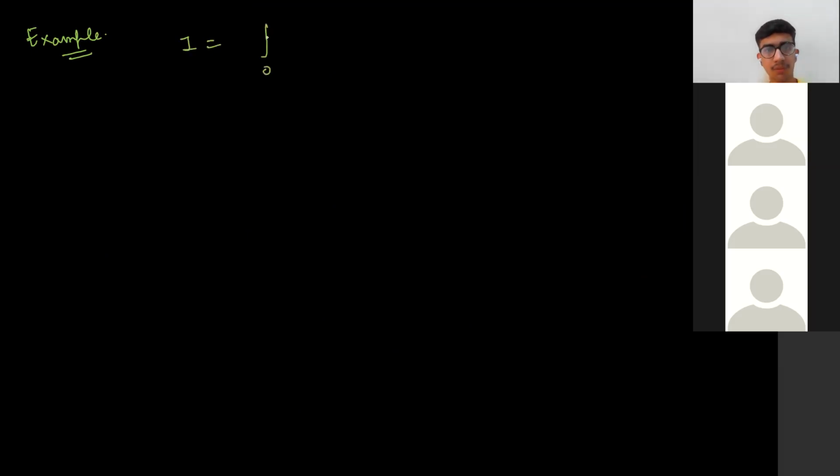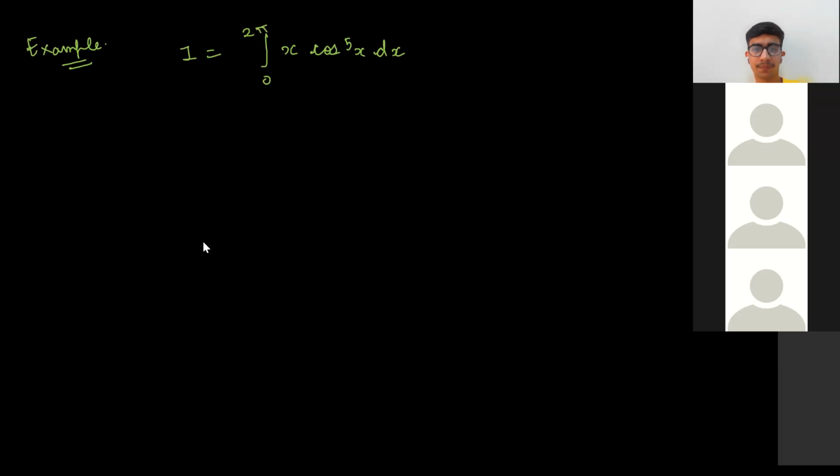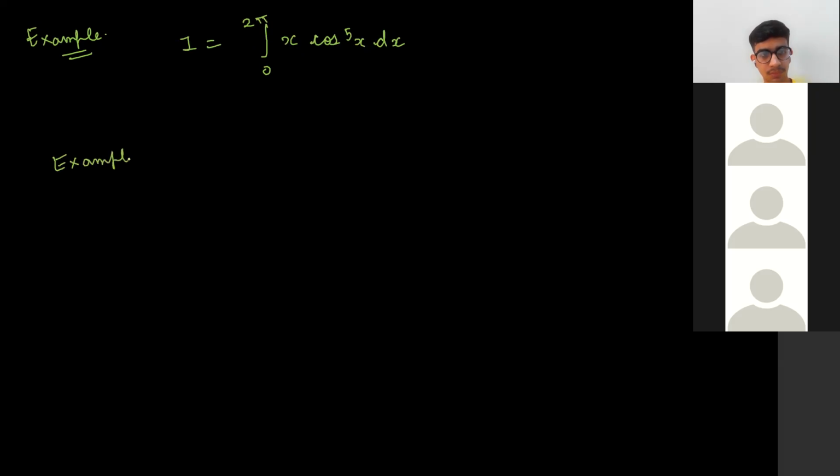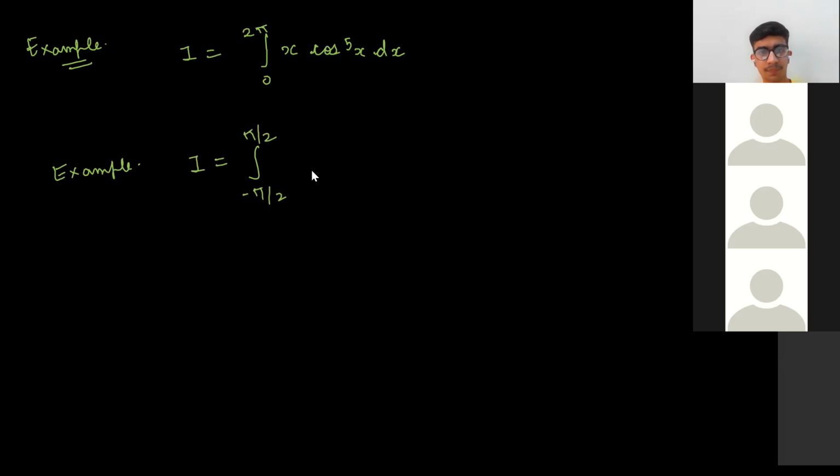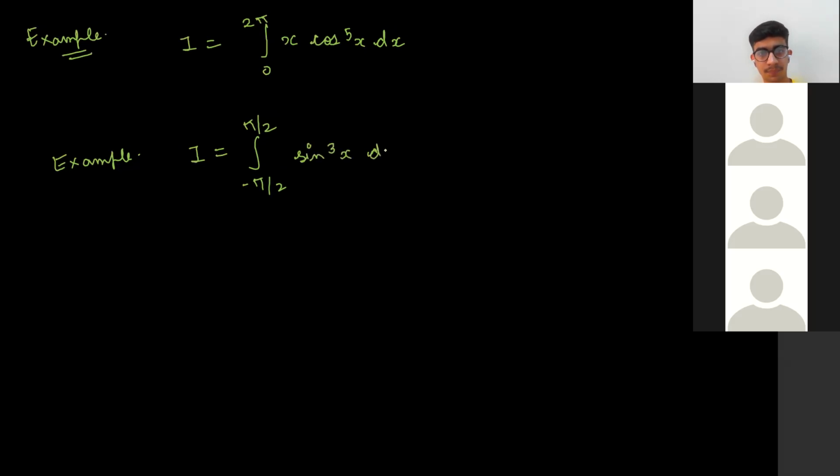So now you have to solve the integral from 0 to 2 pi of x times cos to the power 5x dx. First solve this question and then solve this one.